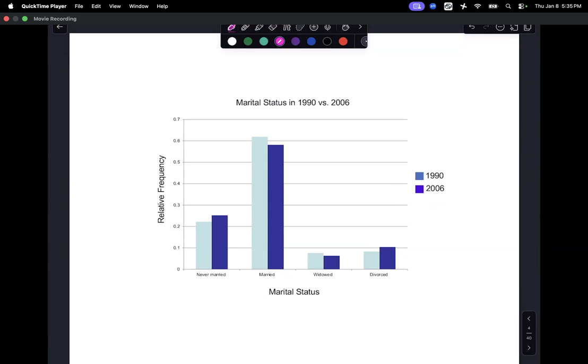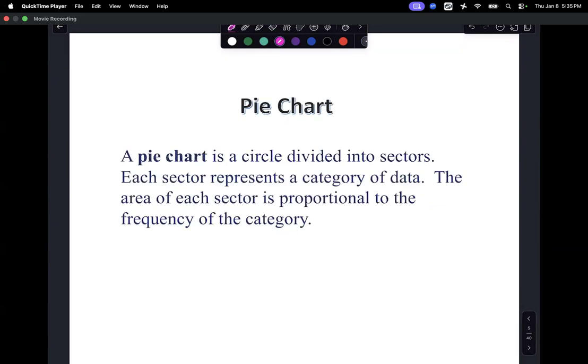All right. So a pie chart. You've seen so many pie charts, I'm sure, in your life. They are kind of fun to look at.